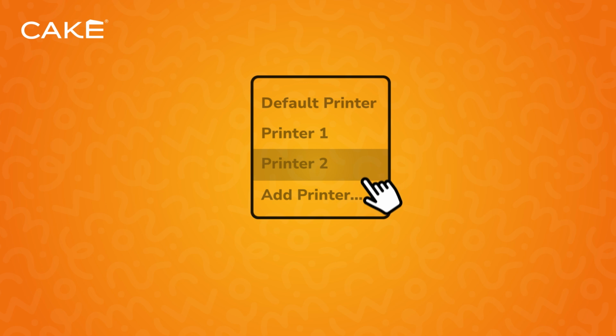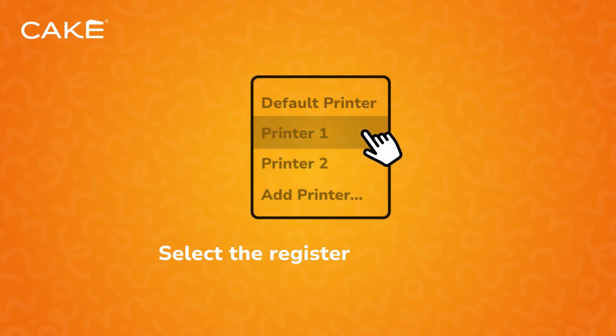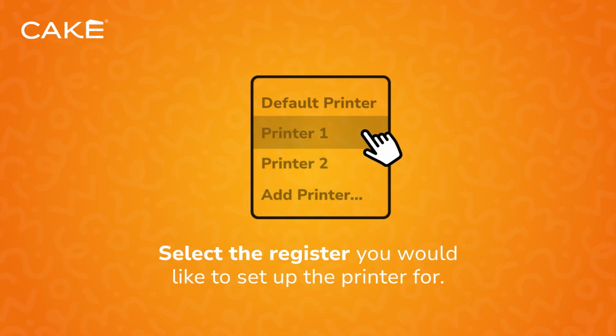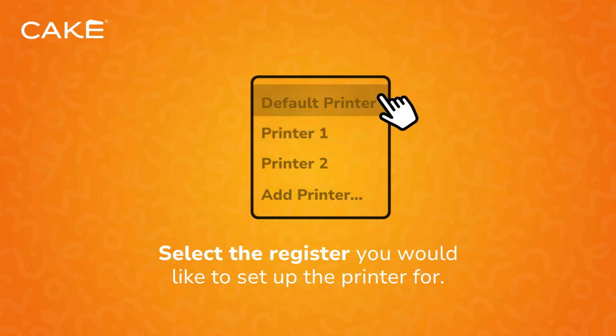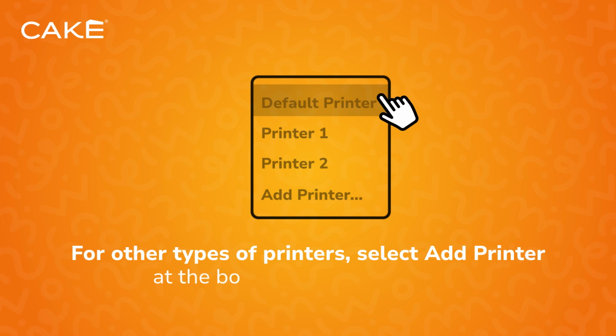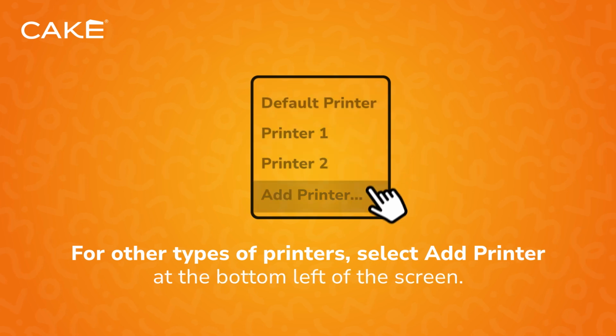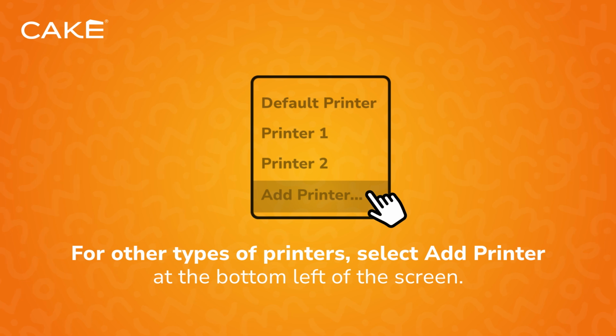On the left side of the screen, you'll see all your onboard registers listed. Select the register you would like to set up the printer for. If you're setting up a receipt printer, select the default receipt printer listed. For other types of printers, like kitchen or expo printers, select Add Printer at the bottom left of the screen. In this example, we will be setting up the receipt printer.